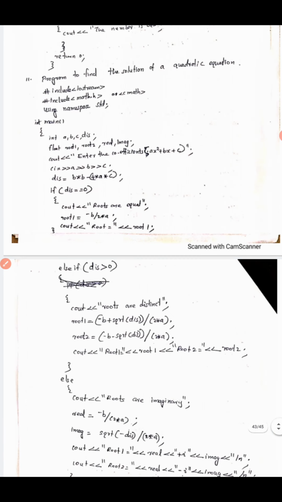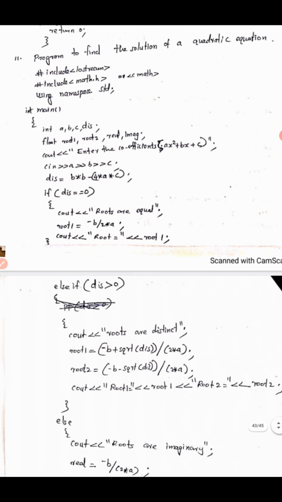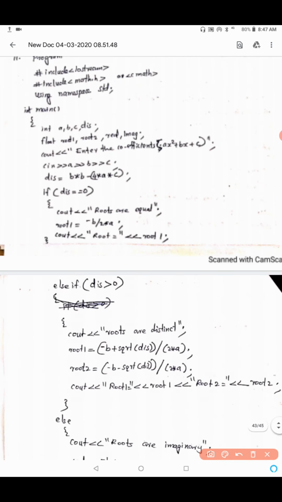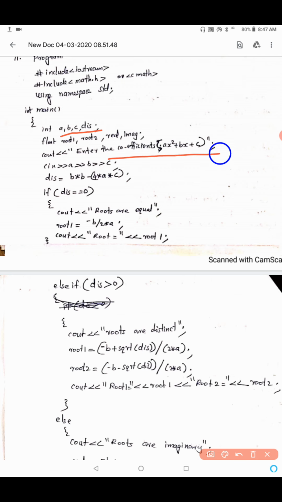In this program we have declared the variables. What variables are we using here? a, b, c, the coefficients. So the input to the program is the coefficients. Enter the coefficients of ax square plus bx plus c. We cannot directly enter ax square plus bx plus c, so the coefficients a, b, c are our input. After that we find the discriminant, b square minus 4ac.